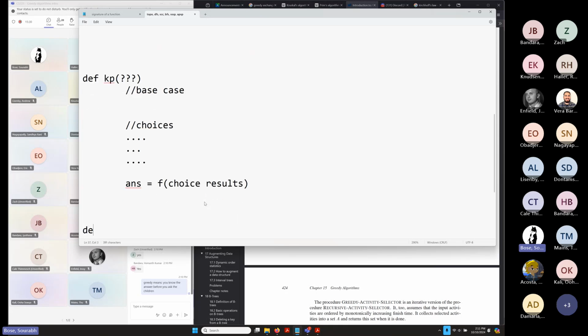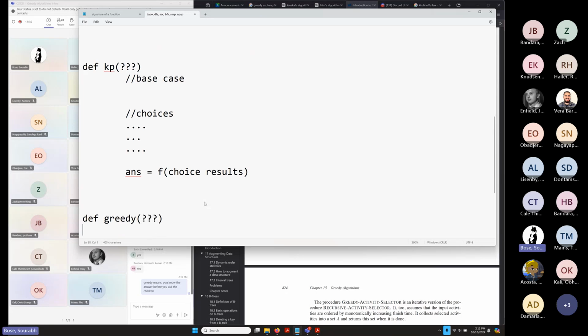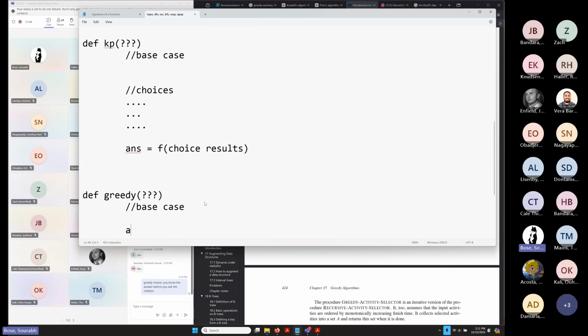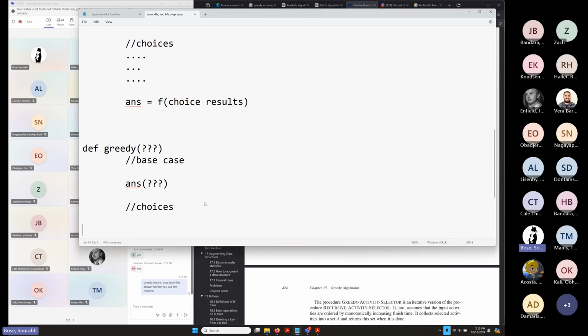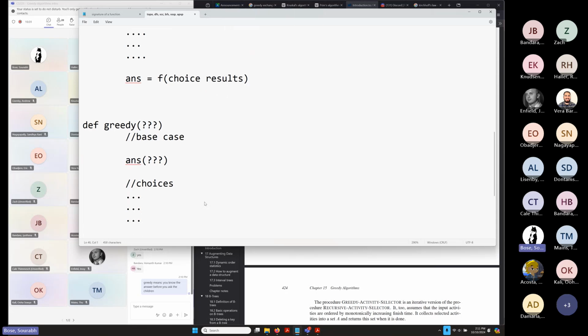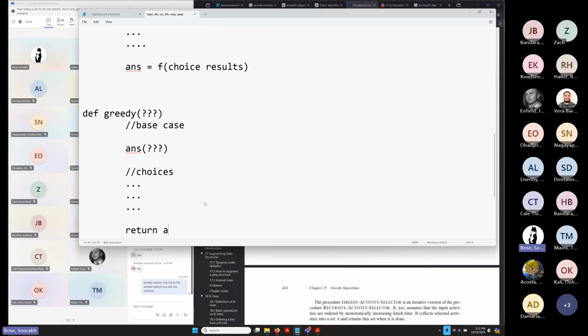Now compare that to a greedy algorithm. Again, you'll have some parameters, obviously. You might, again, we are going to do recursive problems, so you will have a base case, but you already know the answer given the parameters right now. Then you can move on to other choices and decide upon them. You do not need to wait for the recursive calls of your choices to get the answer. Does that make sense? And here you are going to return the answer on the way back. Does that make sense?